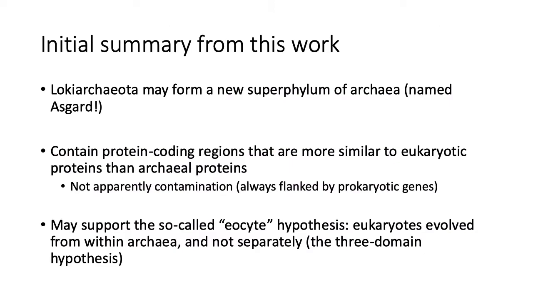Okay, so this work now summarized this new superphylum of archaea. These are the Asgard archaeota, or the Asgard archaea. And they have protein coding regions that are more similar to eukaryotic proteins than archaeal proteins. This is not apparently contamination, because when the authors looked at the sequences of those open reading frames that encoded for these eukaryotic proteins, they were always flanked by much more prokaryotic genes, all right? So it's not like this was a eukaryotic fragment that snuck its way into the overall mix of DNA. It apparently is part of these much more prokaryotic or archaeal genomes.